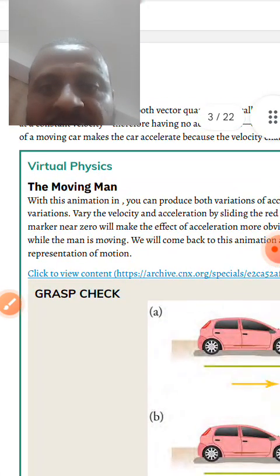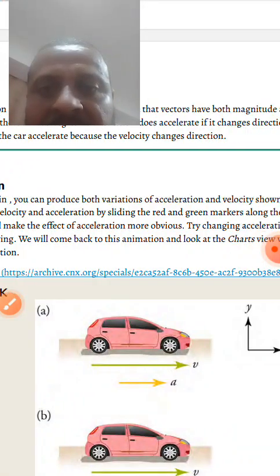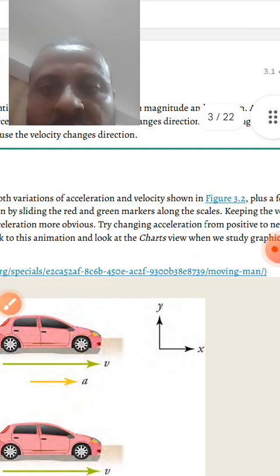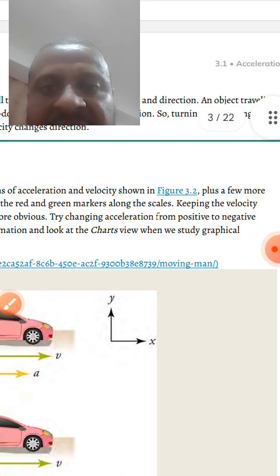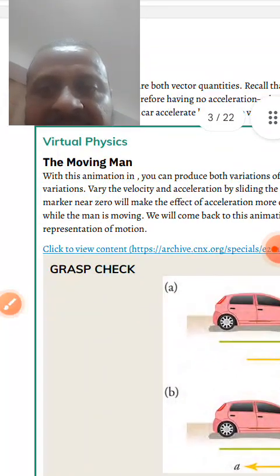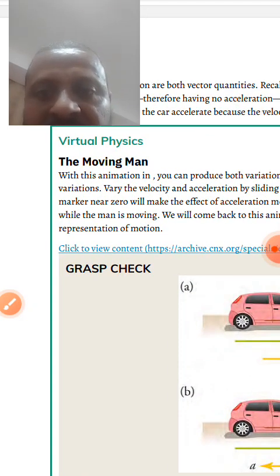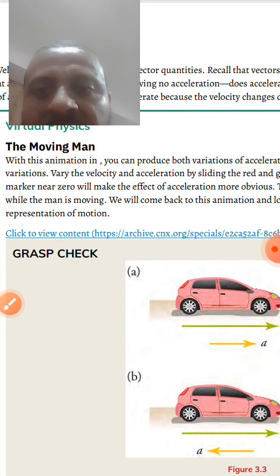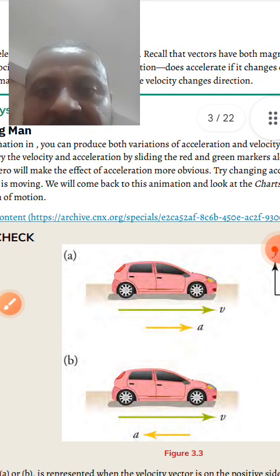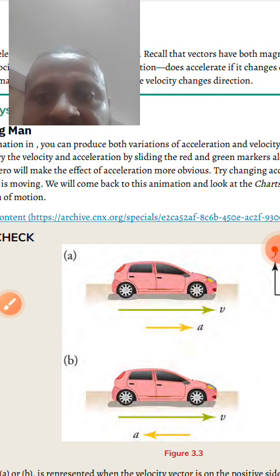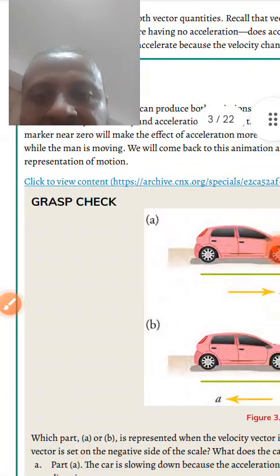While the man is moving, we'll come back to this animation and look at the chart's view when we study graphical representation of motion. Click to view content and achieve check.